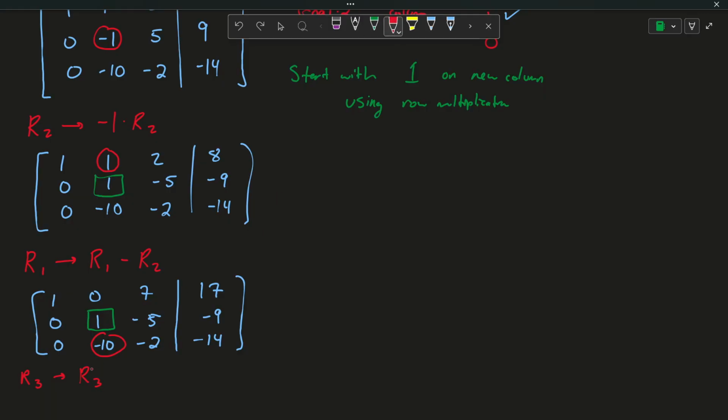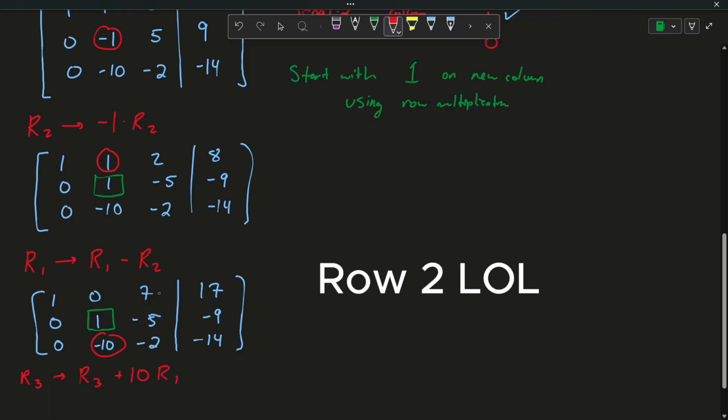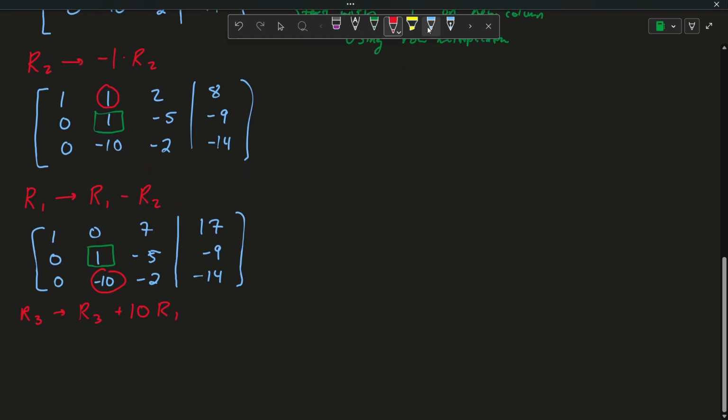So since we've got our minus 10 and a 1 here, we just want to do plus 10 times row 1, and that will give us what we're looking for. Okay, so let's copy down our other rows. Those don't change. Okay, so rows 1 and 2 don't change.